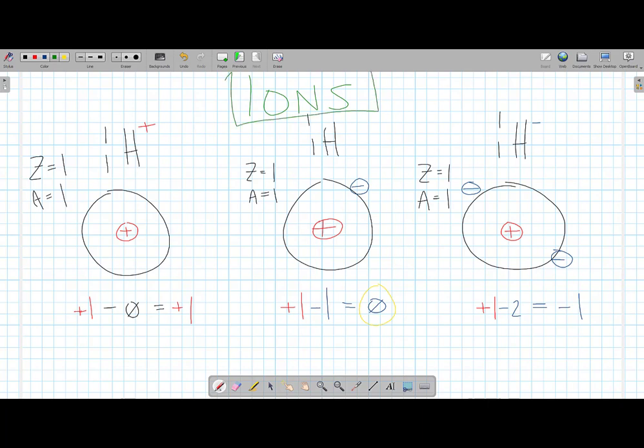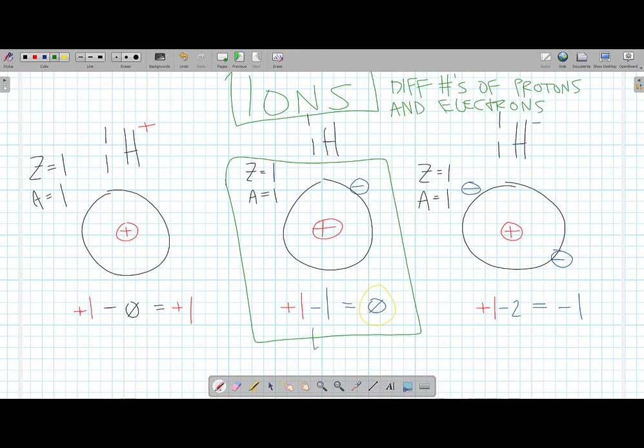Ions, they don't necessarily have to be the same element, right? Ions are just different numbers of protons and electrons. So this is not an ion. This right here is actually an atom, because ions are charged, and this isn't charged. It has a charge of 0. So this is not an ion. But these are ions. This is a cation, so it's positive. This is an anion, because it's negative.